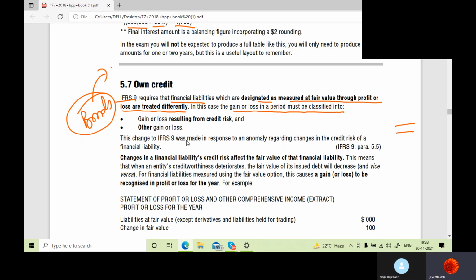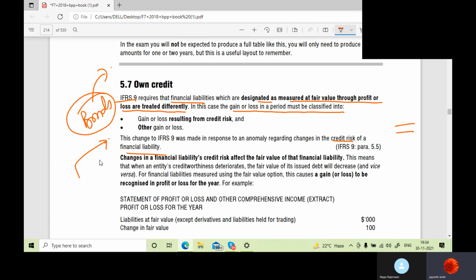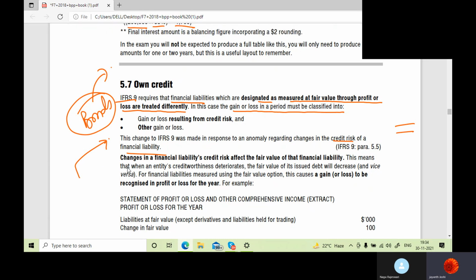This change to IFRS 9 was made in response to an anomaly regarding changes in credit risk of a financial liability. What do you mean by credit risk? If the company borrows money from people by issuing bonds, the company's creditworthiness can deteriorate, or it can improve also. That is called credit risk.